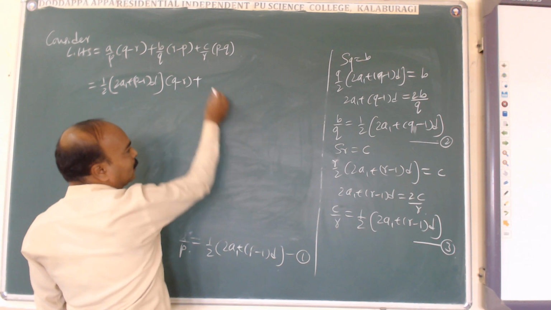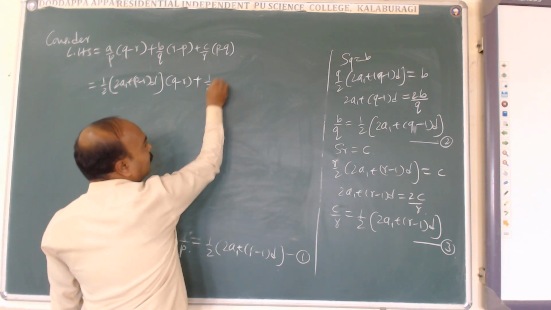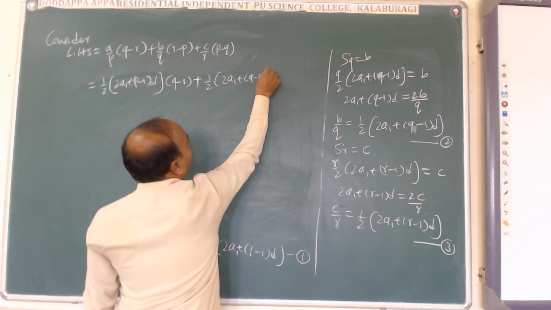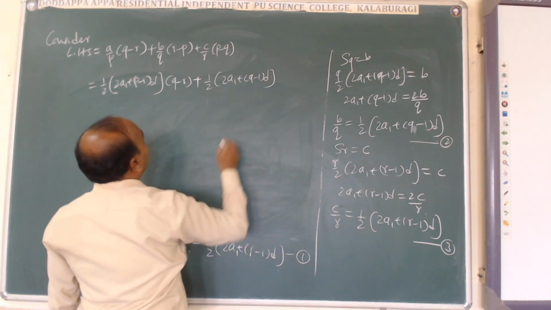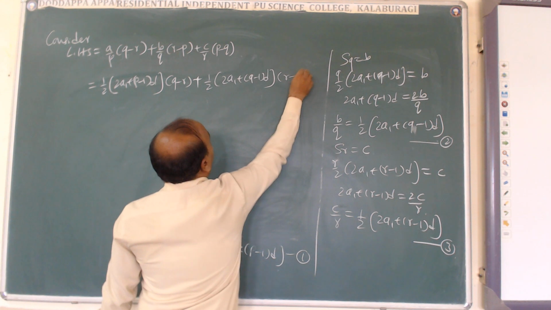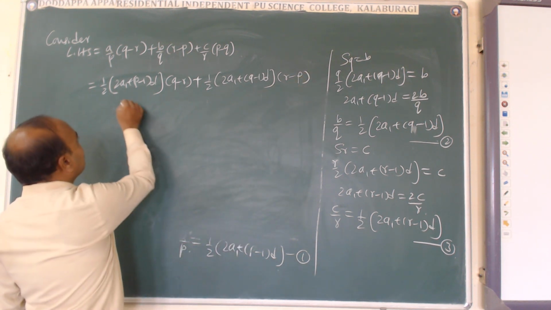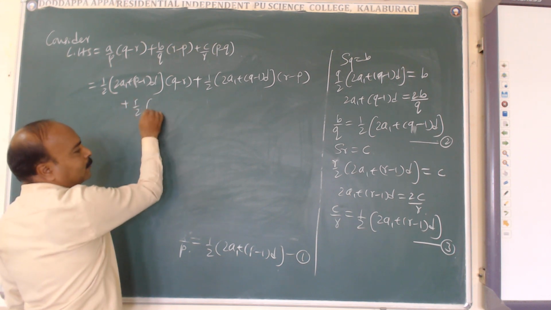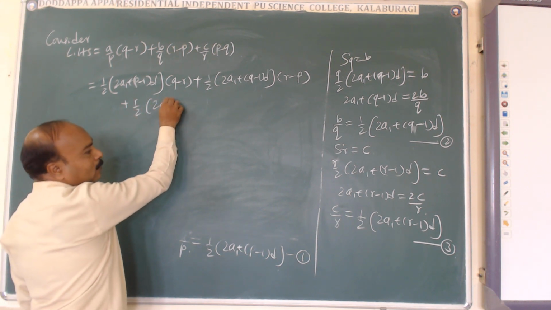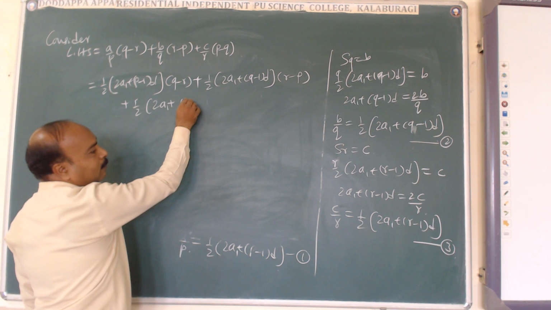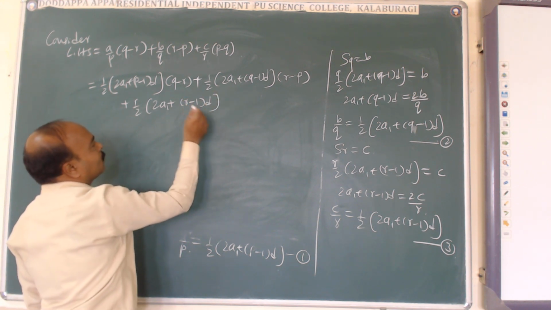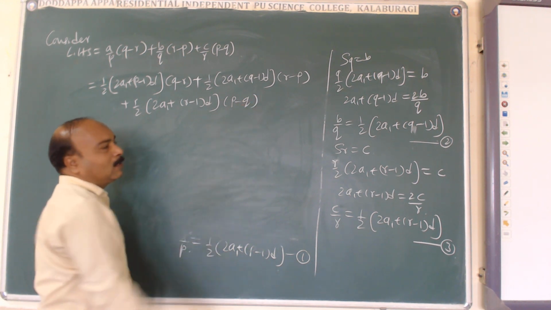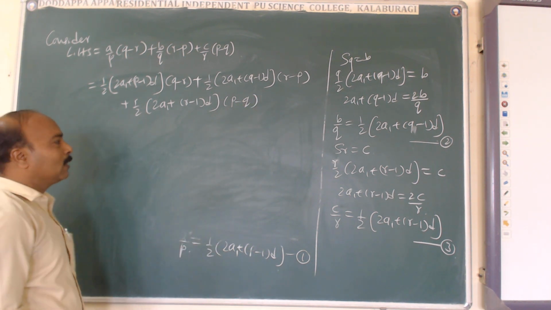Next write d by q value by equation number 2: it is 1 by 2 times of 2A1 plus q minus 1 into d into r minus d, as it is, plus c by r value by 3: it is 1 by 2 times of 2A1 plus r minus 1 into d into p minus q. Like that we substitute in the LHS of the given expression.